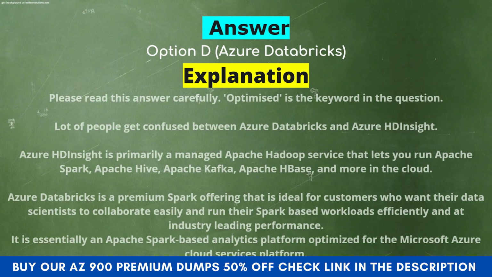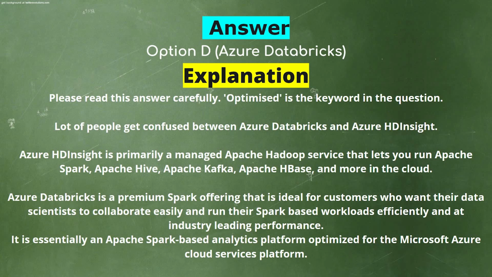Explanation. Please read this answer carefully. Optimized is the keyword in the question. A lot of people get confused between Azure Databricks and Azure HDInsight. Azure HDInsight is primarily a managed Apache Hadoop service that lets you run Apache Spark, Apache Hive, Apache Kafka, Apache HBase, and more in the cloud. Azure Databricks is a premium Spark offering that is ideal for customers who want their data scientists to collaborate easily and run their Spark-based workloads efficiently and at industry-leading performance. It is essentially an Apache Spark-based analytics platform optimized for the Microsoft Azure Cloud Services platform.